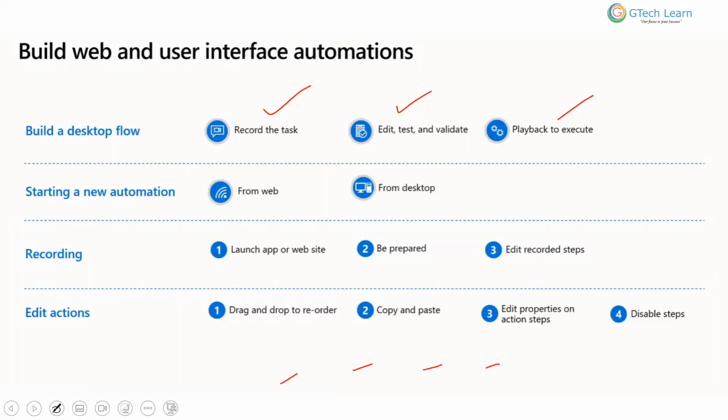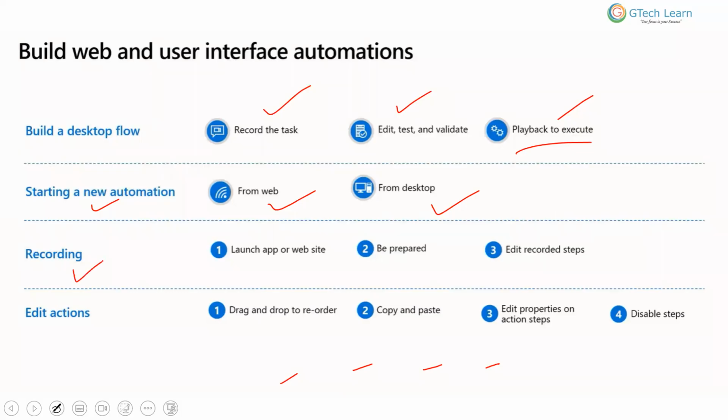Other than that, whenever I want to run that again, we just need to execute that same playback. Whenever we are starting a new automation, we can start it either from the web or from the desktop. So both options are going to be available. Either I want to create a desktop flow directly from my website, or I have the Power Automate desktop application installed on my machine and I want to start working with it.